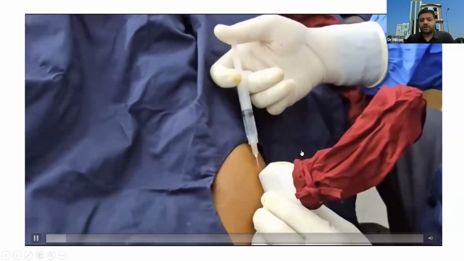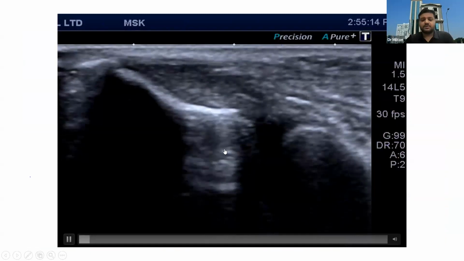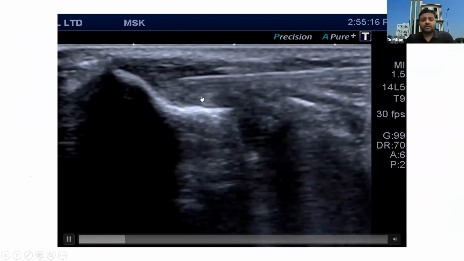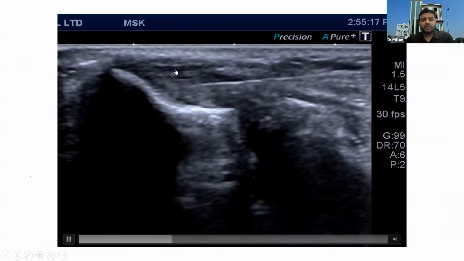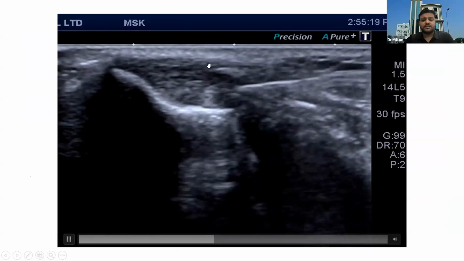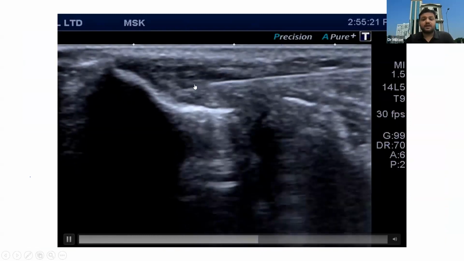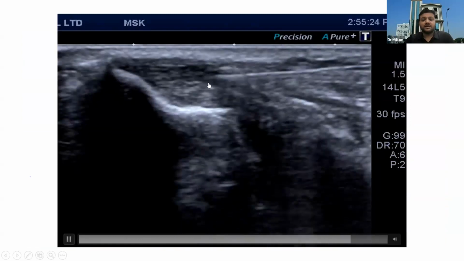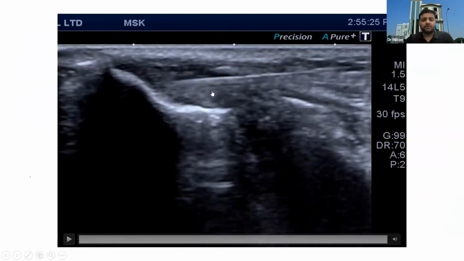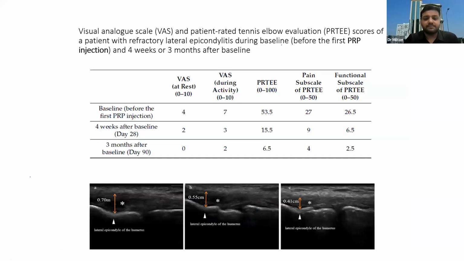So here we see how we do multiple fenestrations of the common extensor area tendon. This is the third, so it is almost very good. After that we give the platelet rich plasma in this area.